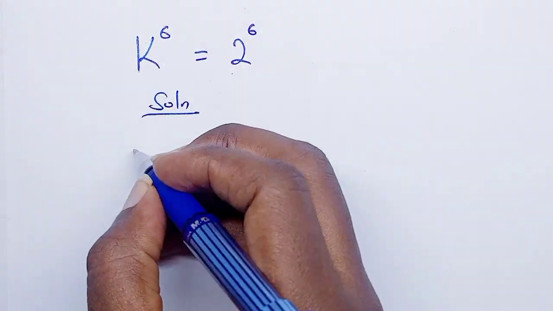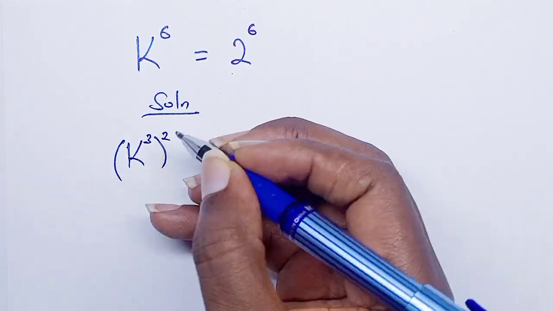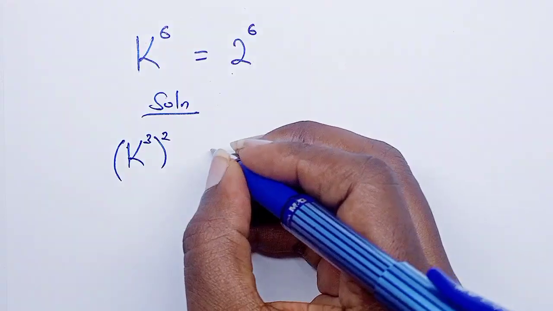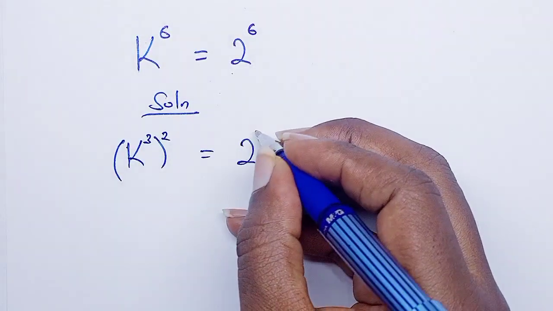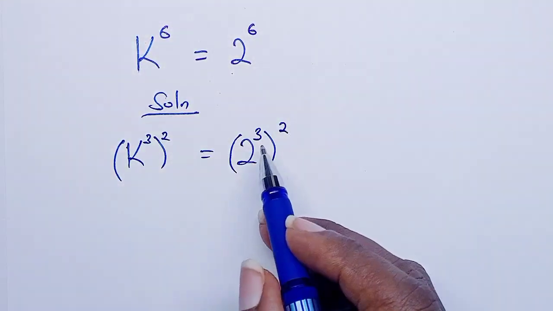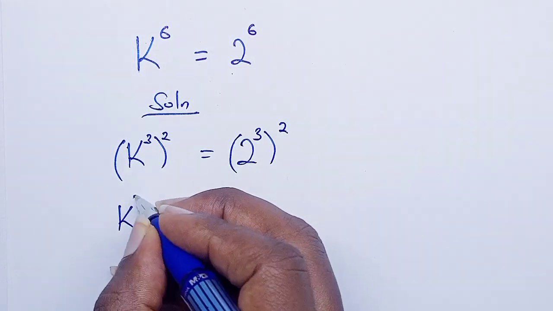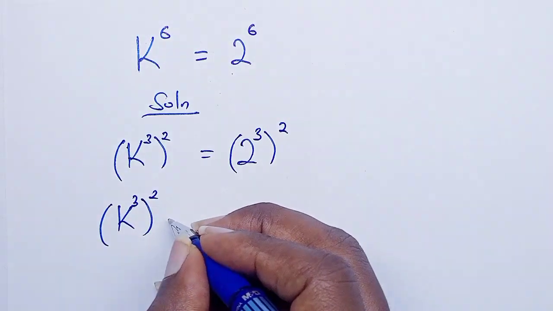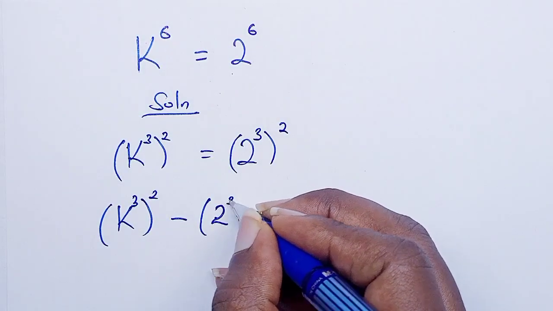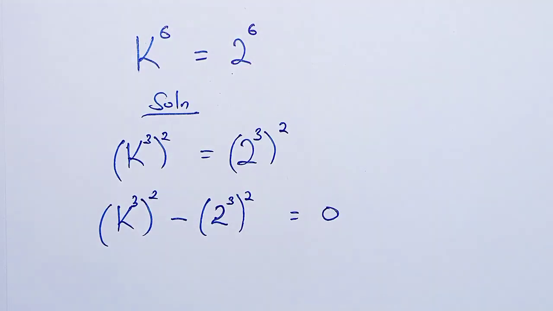So k power 6 is the same as k power 3 to power 2, because if you multiply 3 and 2, you get 6. So this is also equal to 2 power 3 to power 2. Now let us take this to the other side. So we shall have k power 3 power 2 minus 2 power 3 power 2 being equal to 0.